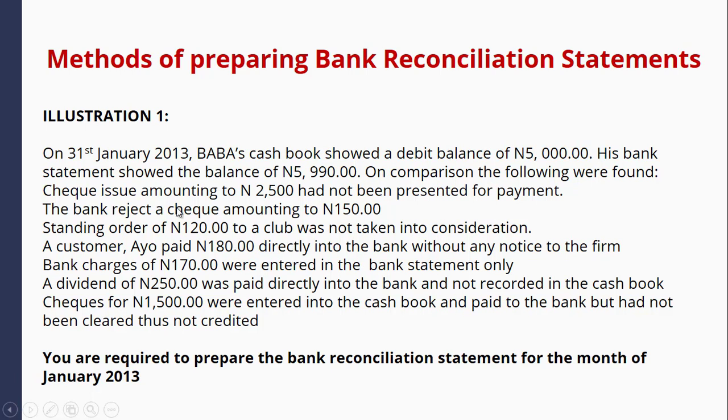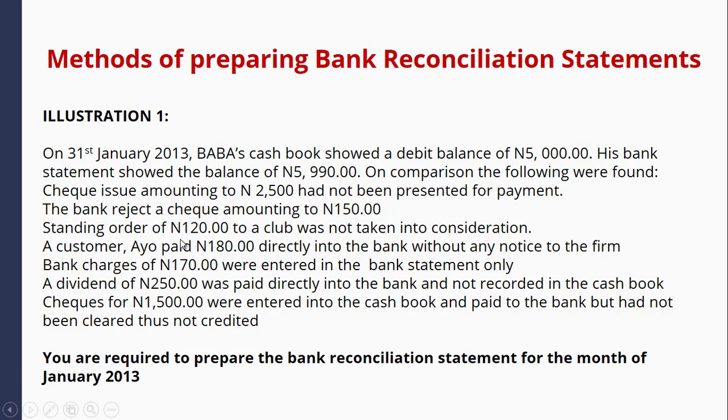Number one, a check issued amounting to 2,500 had not been presented for payment, which means this check is an unpresented check. We'll add it to the balance as per cash book if you are starting the solution. Number two, the bank rejected a check amounting to 150. This is called a dishonored check. If you are starting with the balance as per cash book, we are going to deduct the dishonored check of 150.